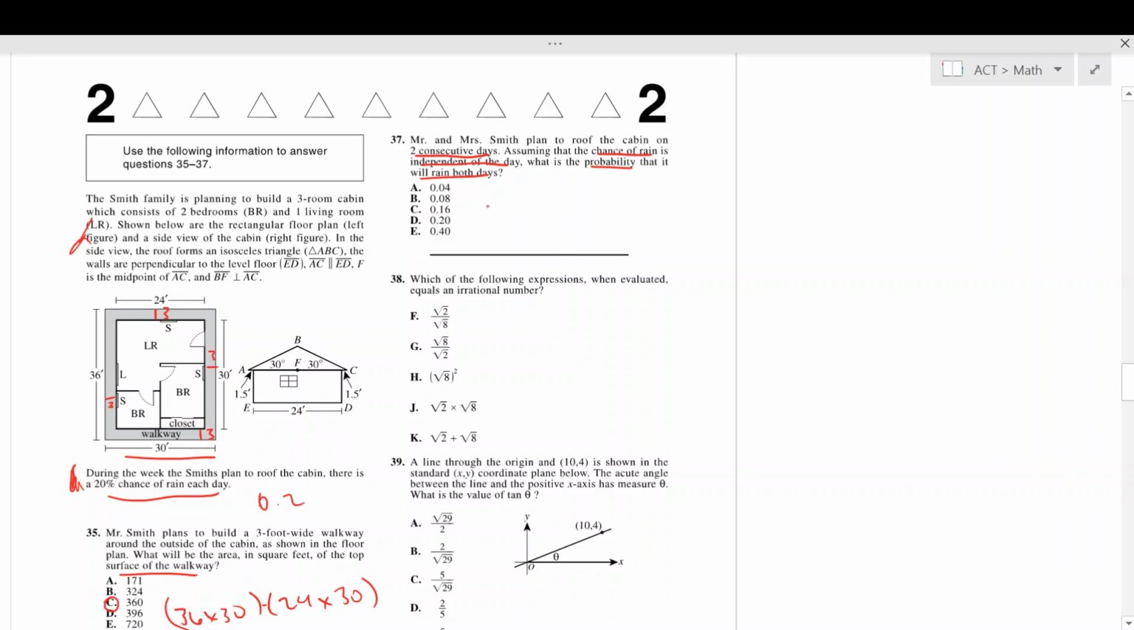So probably the rain the first day is going to be 0.2, because it says 20% chance of rain each day. And the probability of rain the second day is again 0.2. And then what's the probability that it will rain both days?